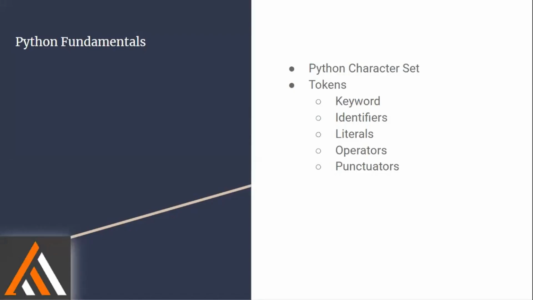In our last tutorial, we explained the Python character set, tokens with keywords, identifiers, and literals. We have given the reference in the I button to the last tutorial. Now we are moving ahead with operators.